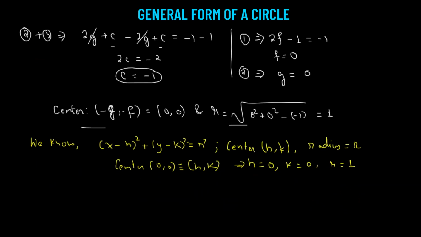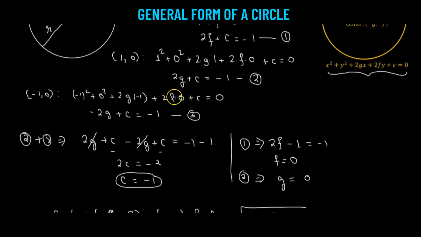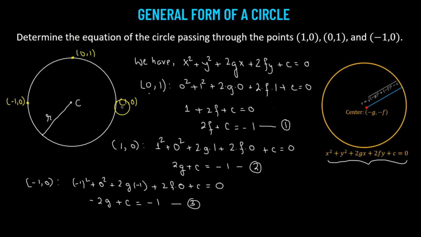Now that we have the coordinates of the center and the radius, we can use the standard form to get (x minus 0) whole squared plus (y minus 0) whole squared equals 1 squared, or simply x squared plus y squared equals 1. So this is the equation of the circle which is passing through the 3 points (0, 1), (1, 0) and (-1, 0), and it has a radius of 1 unit with a center at (0, 0). So this is a circle whose center coincides with the origin of the Cartesian coordinate system.